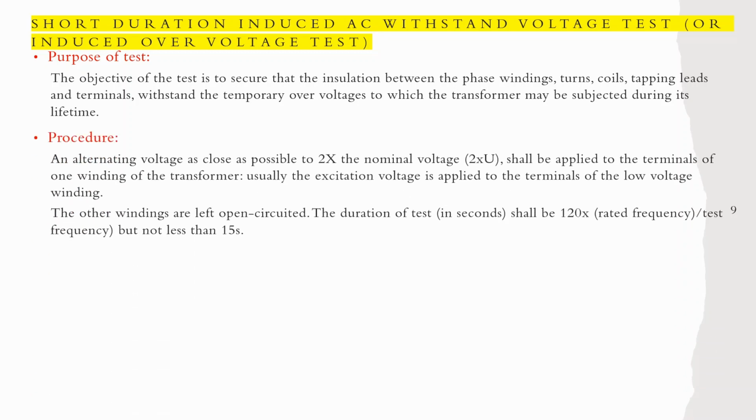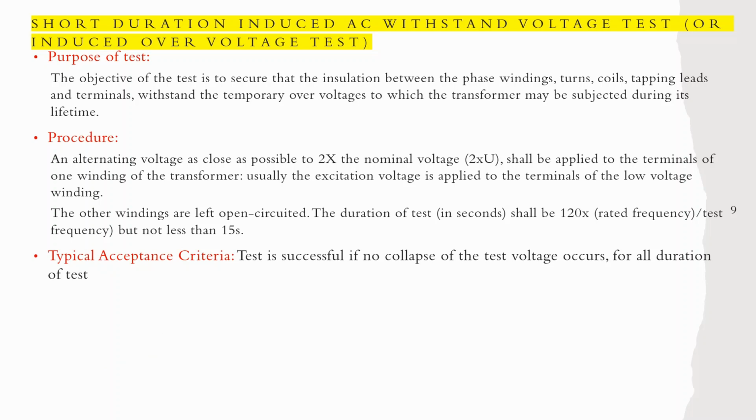So the procedure: alternating voltage as close as possible to 2 times the nominal voltage. As you can see in the rating, guys, there is U, that is our nominal voltage, and 2 times the nominal voltage shall be applied to the terminals of one winding of the transformer, with the other windings left open circuit. The test duration in seconds shall be 120 times the rated frequency divided by the test frequency, but not less than 15 seconds.